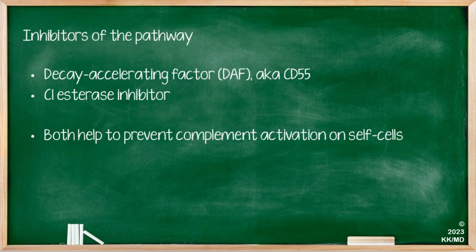Now let's talk about the inhibitors of the pathway. These include decay accelerating factor, or DAF for short. The other name for this is CD55, and the other one is C1 esterase inhibitor. These two both help to prevent complement activation on self cells. You are probably more familiar with C1 esterase inhibitor from a disease called C1 inhibitor deficiency, which we are going to be talking about in one of our future videos.